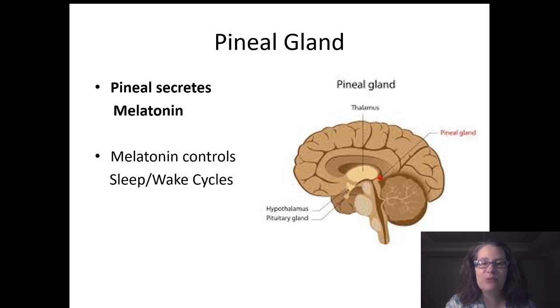All right, this is part 1 of the endocrine system, and these are the glands that I wanted to discuss in the brain. In part 2, we will look at things below the brain that are secreting hormones.